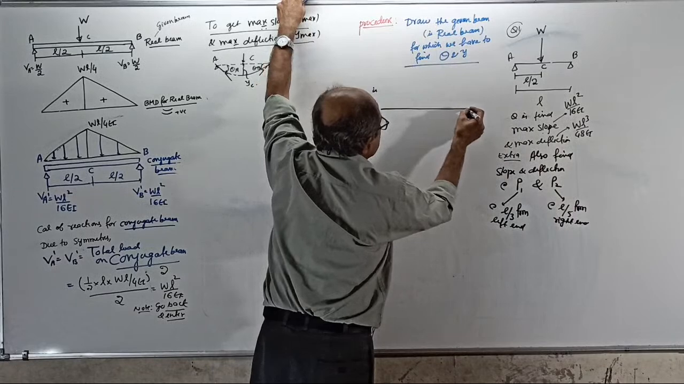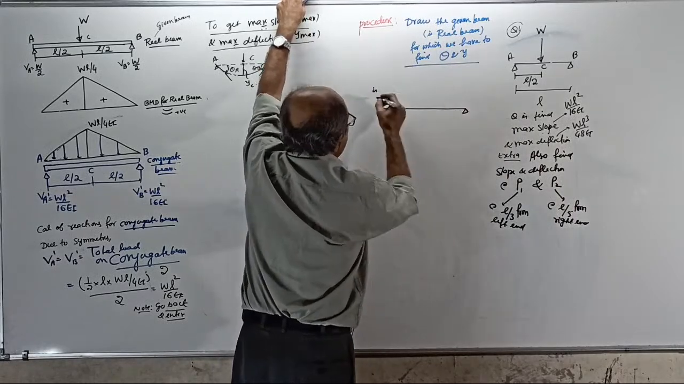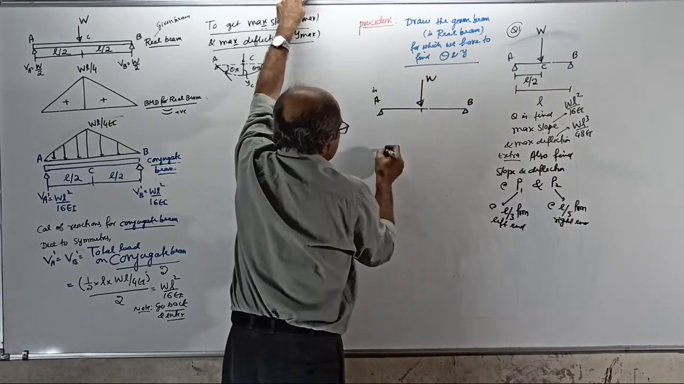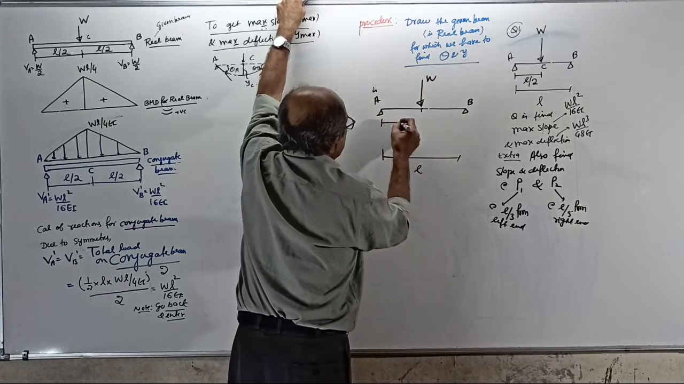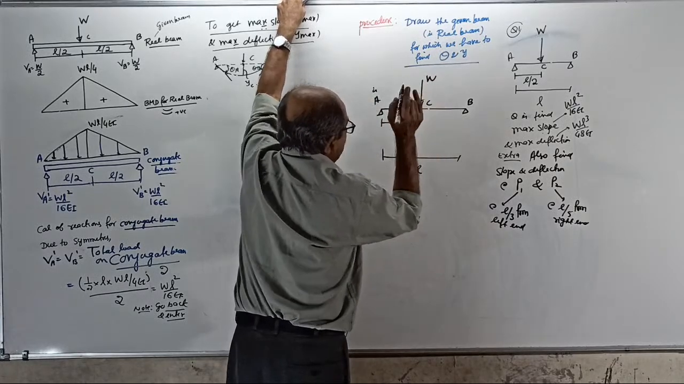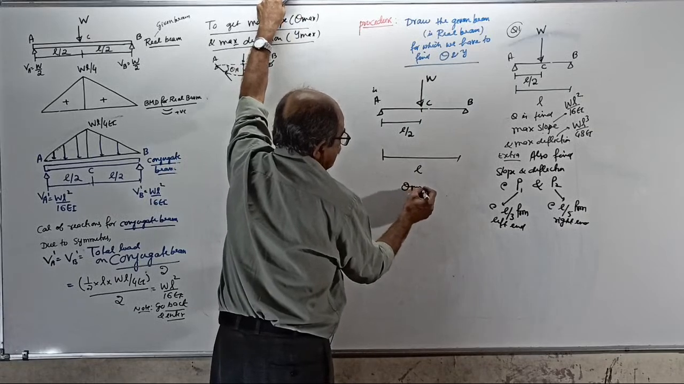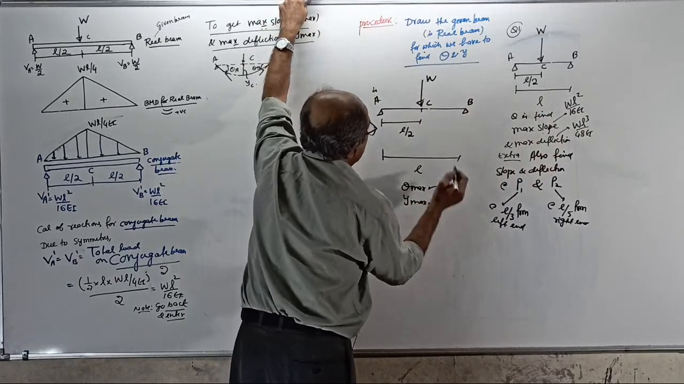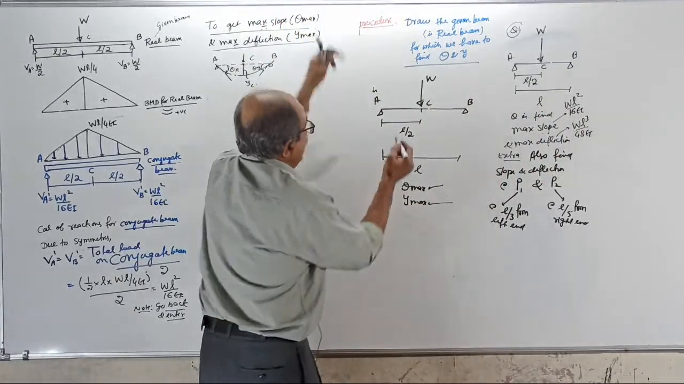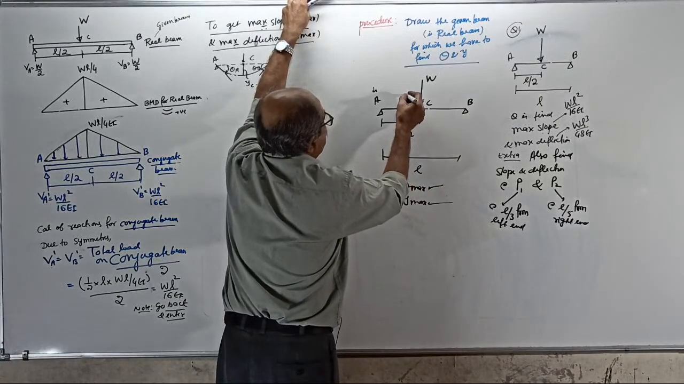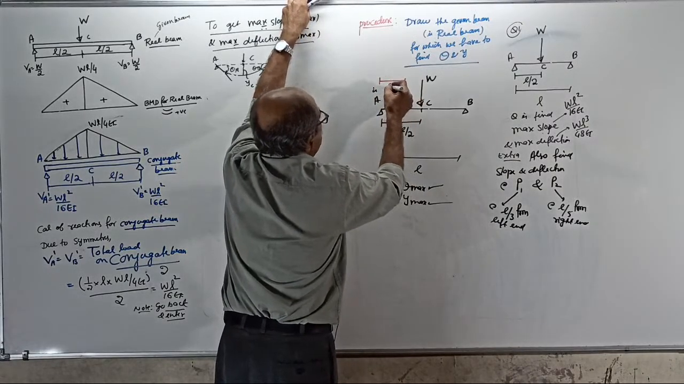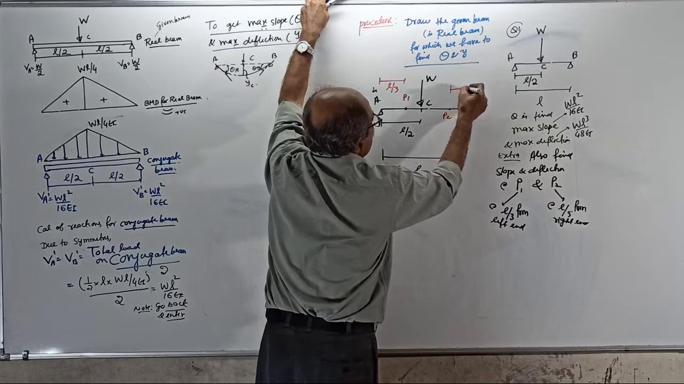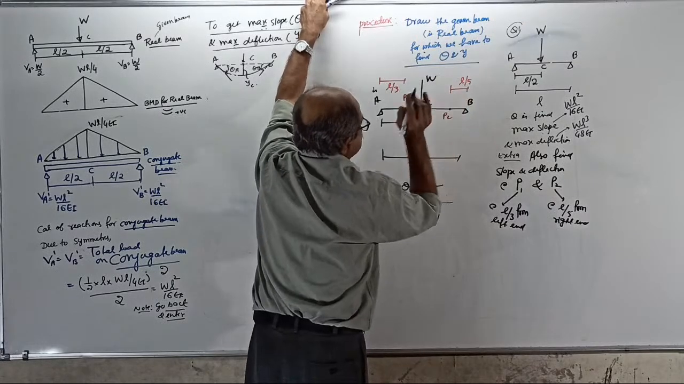Your beam is like this. This is the beam, if I call this A, this is B. Load is W, span is L. Load is at center, L by 2. This is C. They want theta max, I already told the answer, and Y max. Then two extra points: P1 at L by 3 from here, and another point P2 at L by 5 from here.